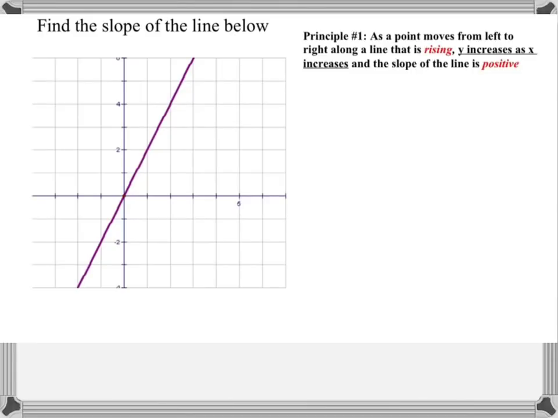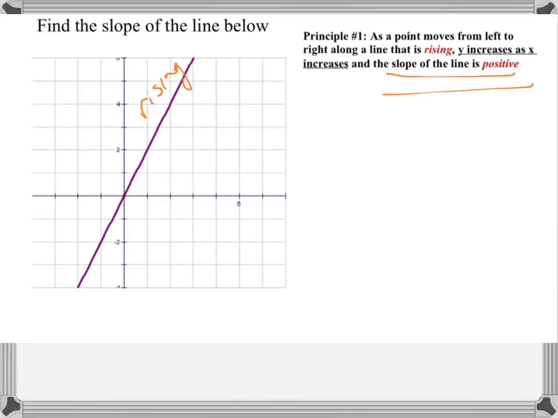Okay, principle number 1 is as the point moves from left to right along a line that is rising, y increases as x increases, and the slope of the line is positive. Okay, so if I look at this line and I think about these points, and I look at it as x increases, in all these points, as x increases, the line goes up. So as x increases, y also increases. If you think about the coordinate pairs, the line is considered to be rising. Okay, so the slope is going to be positive.